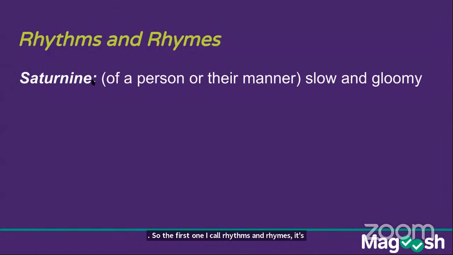So saturnine is a word that means, of a person or their manner, slow and gloomy. Actually, the etymology is fascinating here. It has connections to lead poisoning and a Greek god. Again, etymologies are super cool, everyone.